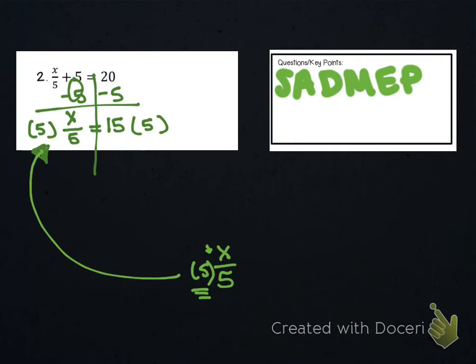But if I did have room, it would look like this, and then we could clearly see that 5 over 5 equals 1. And so I would cross these out, and that equals 1. And 1 times x is x equals 15 times 5, which is 75.